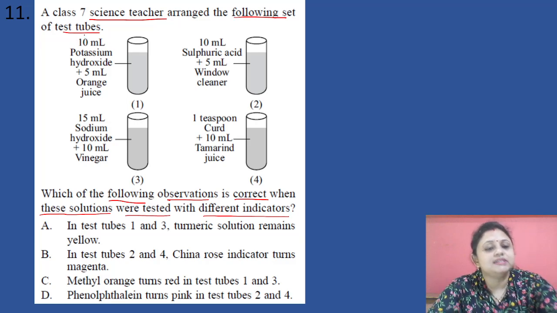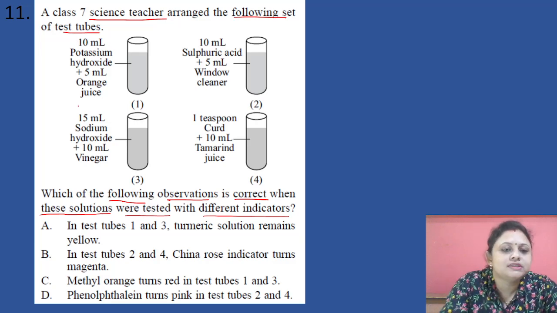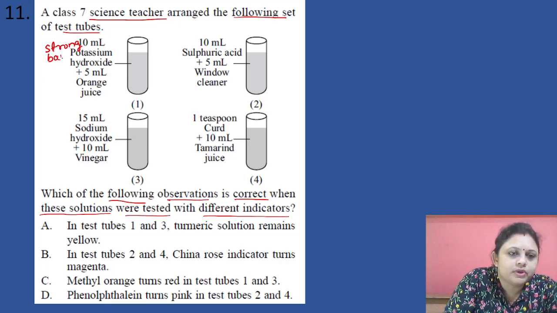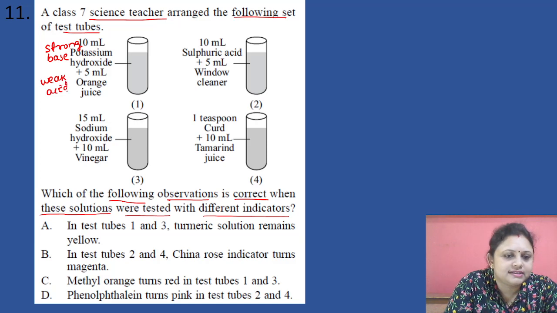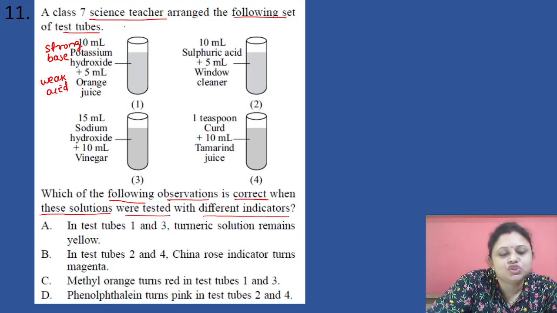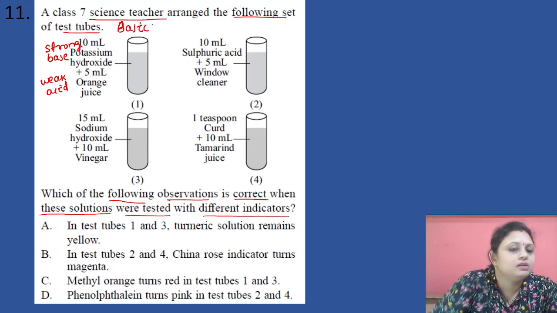In the first test tube, the 10 ml potassium hydroxide, it is a strong base. Okay. Then orange juice, it is a weak acid. Okay, citric acid is there, it is a weak acid. So 10 ml strong base, 5 ml weak acid. The resulting solution is basic in nature.